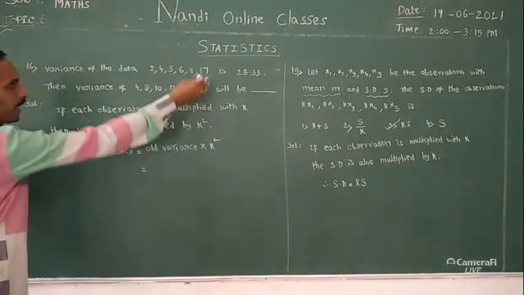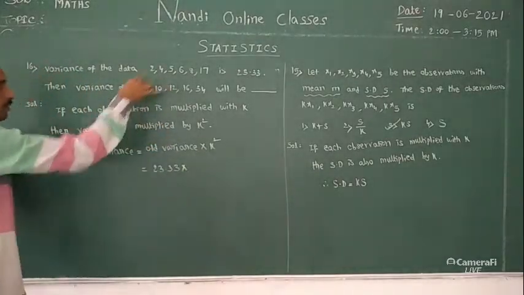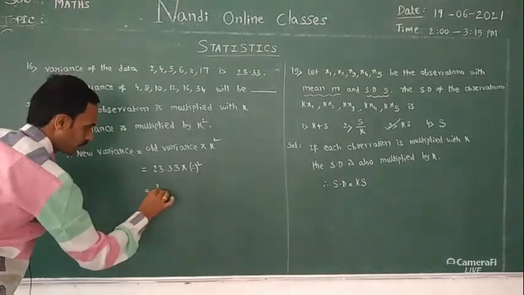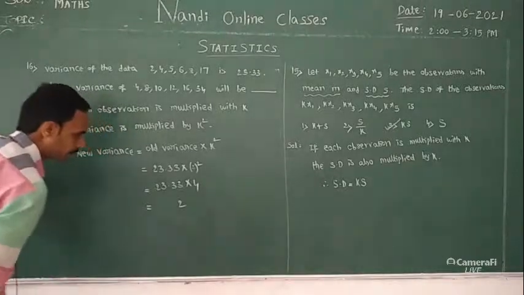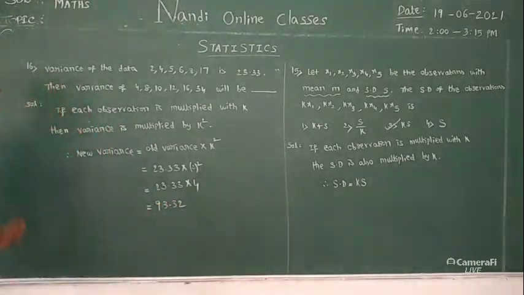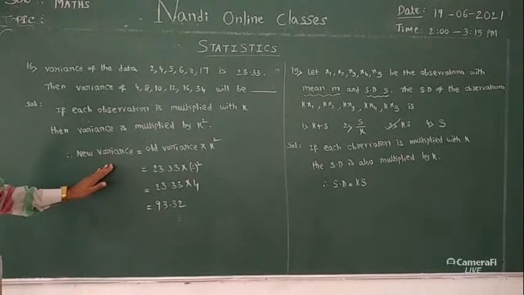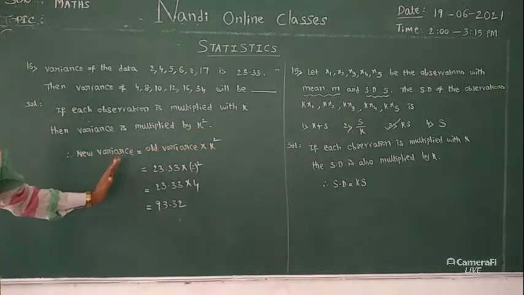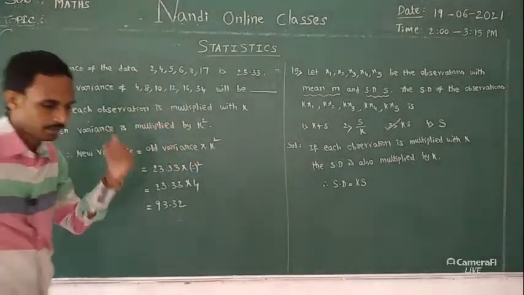Old variance is given as 23.33. Into how much is it multiplied? 2 times multiplied. So, into 2 square, is equal to 23.33 into 4. 4 threes are 12, 12 plus 1, 13, 3, 9. So, 93.32. So, that is the new variance. Standard deviation is multiplied by k only, but variance is multiplied by k square, because root of k square is k. Write it.